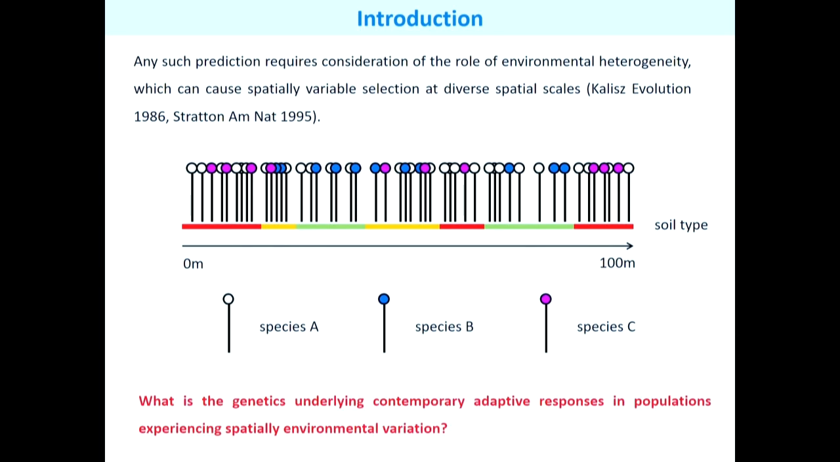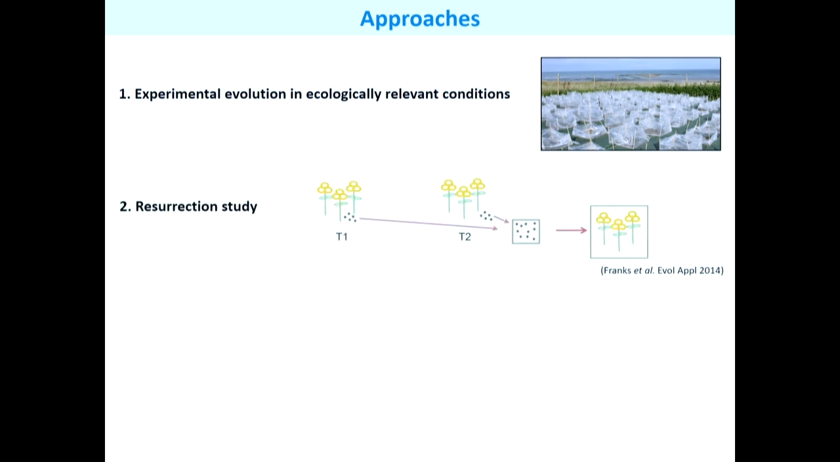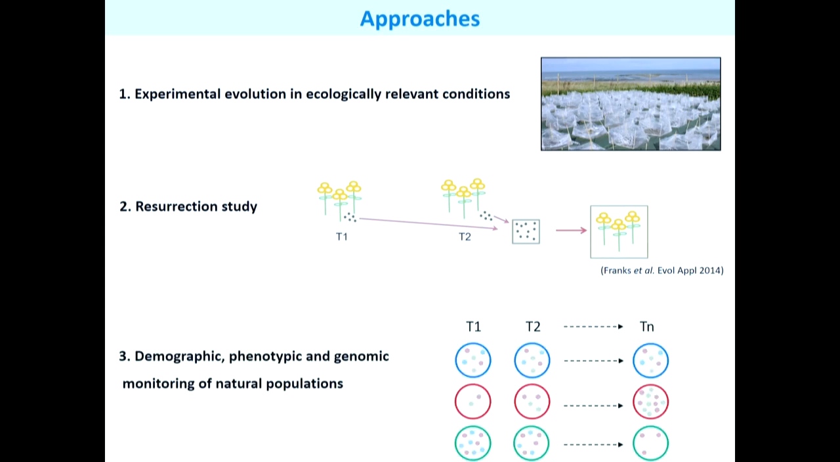So the general question that I have during my talk is: what is the genetics underlying contemporary adaptive responses in populations experiencing environmental variation? To address this question, in my group we adopted three approaches. The first one is to set up experimental evolution in ecologically relevant conditions. The second one is to set up a resurrection study. And the last one is to monitor the demography, the phenotype, and the genomics of natural populations. Today I will focus on the first two approaches.